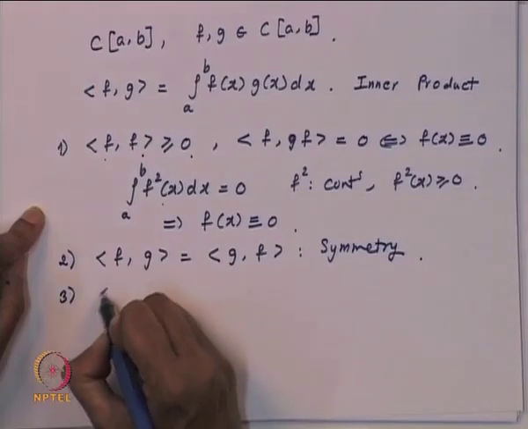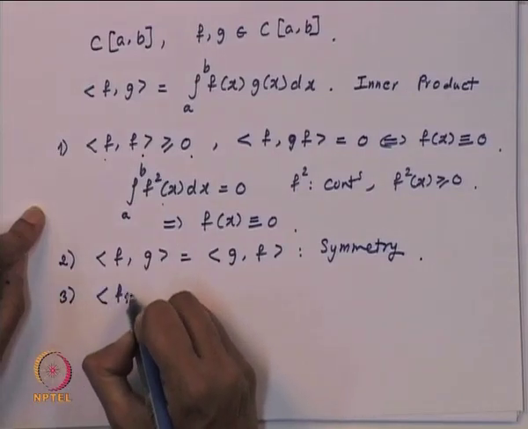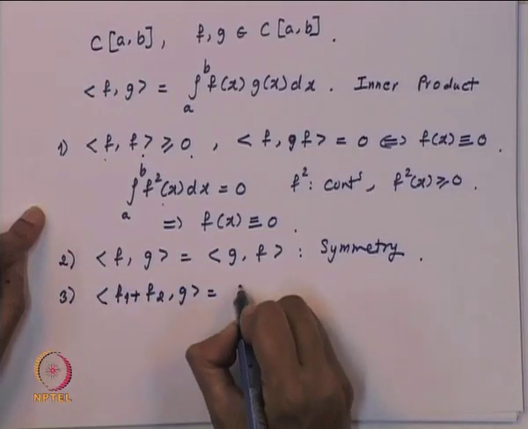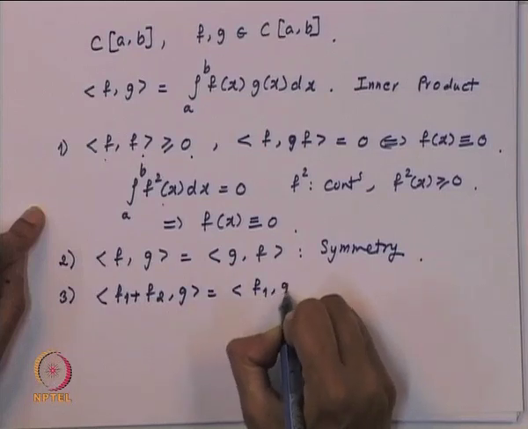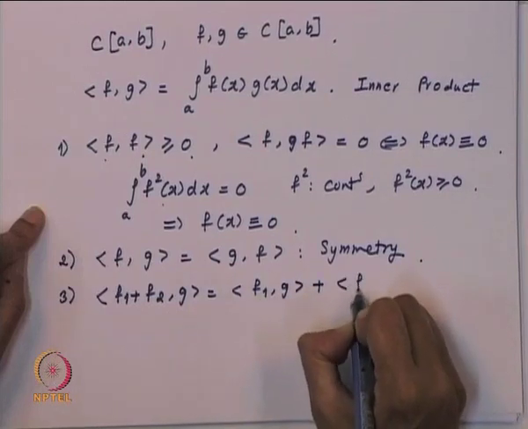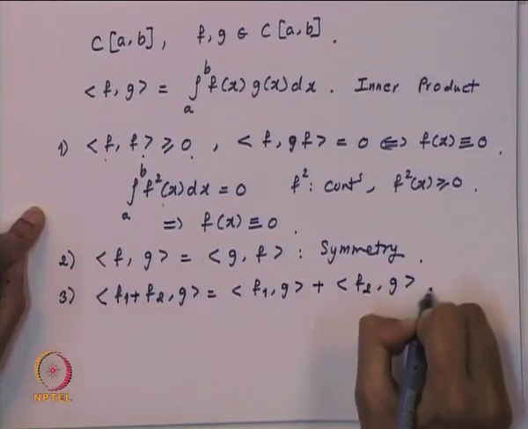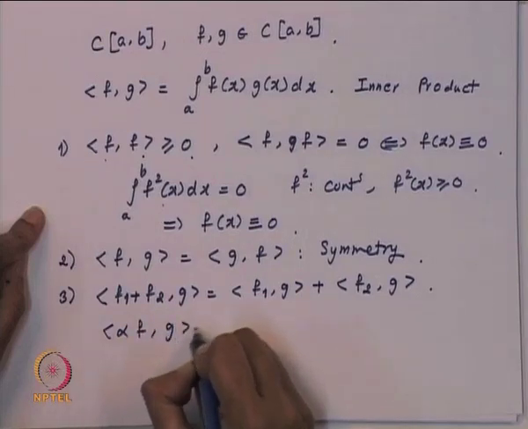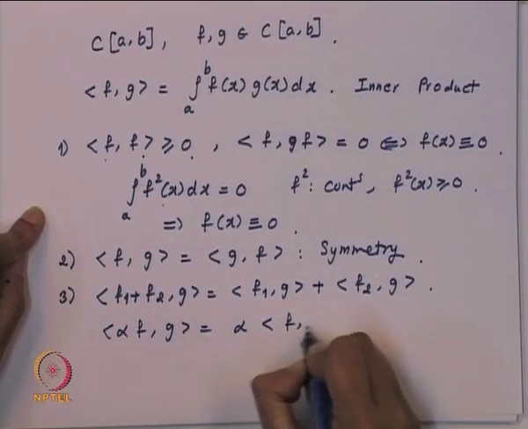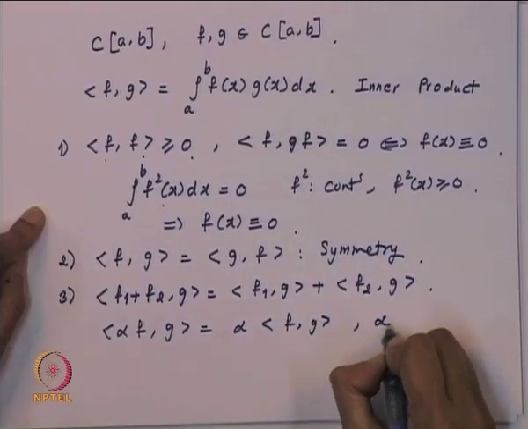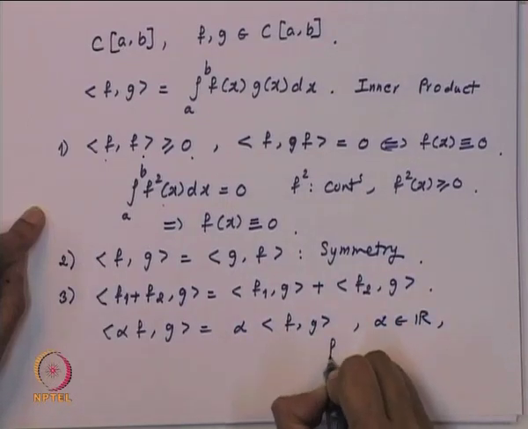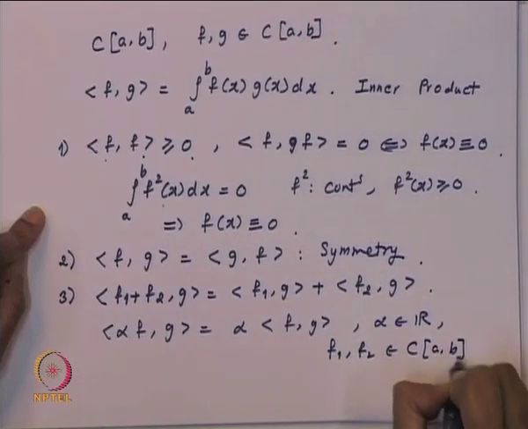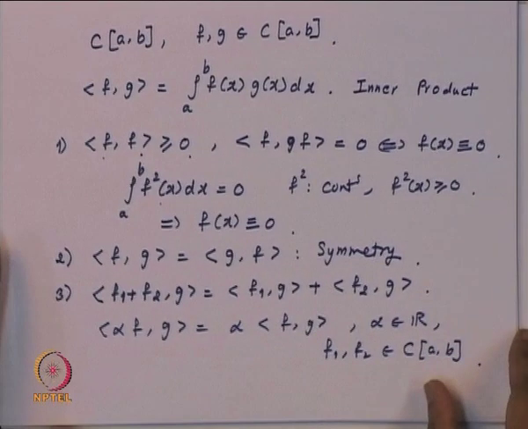And the third property, which is known as linearity: the inner product of f 1 plus f 2 with g will be the inner product of f 1 with g plus the inner product of f 2 with g, and alpha times f comma g will be alpha times the inner product of f comma g, where alpha is a real number, and f 1 and f 2 are continuous functions. So, these are the properties of inner product.